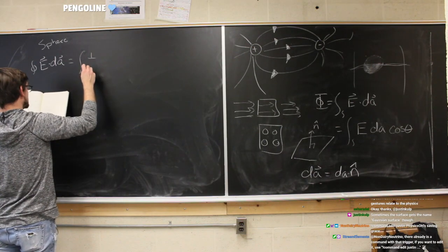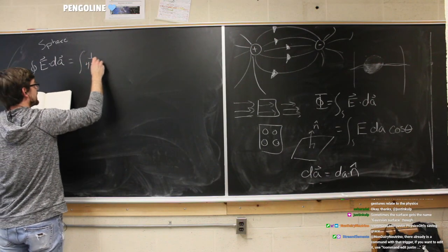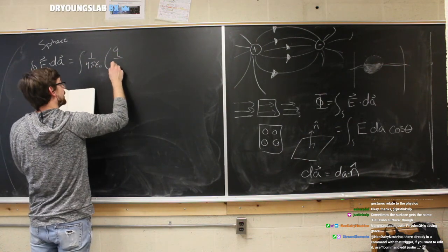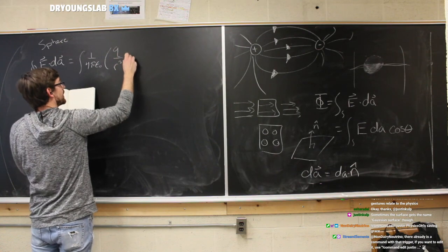The integral, 1 over 4 pi epsilon naught. At least I've been telling all of my students that Gauss did it, so I hope you did. R squared times r hat.